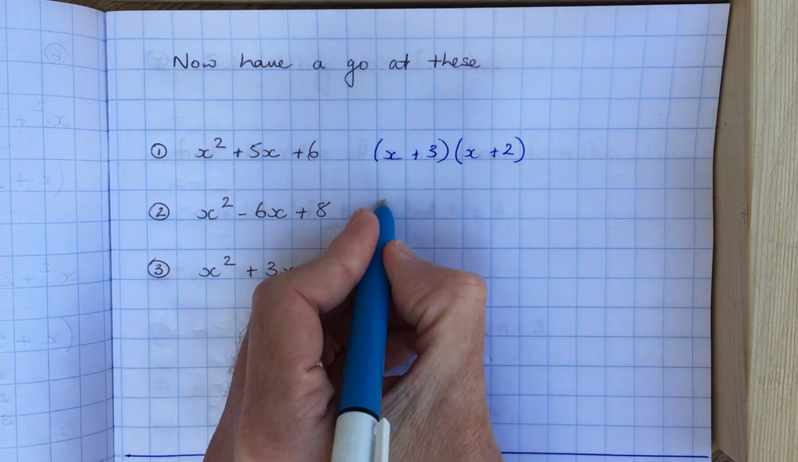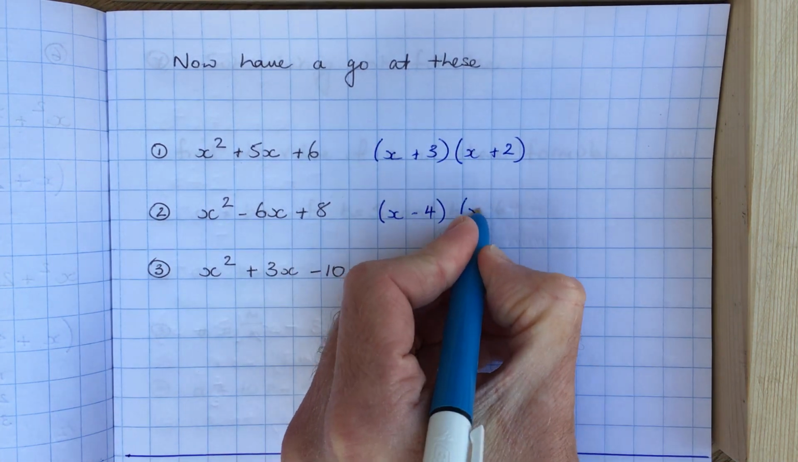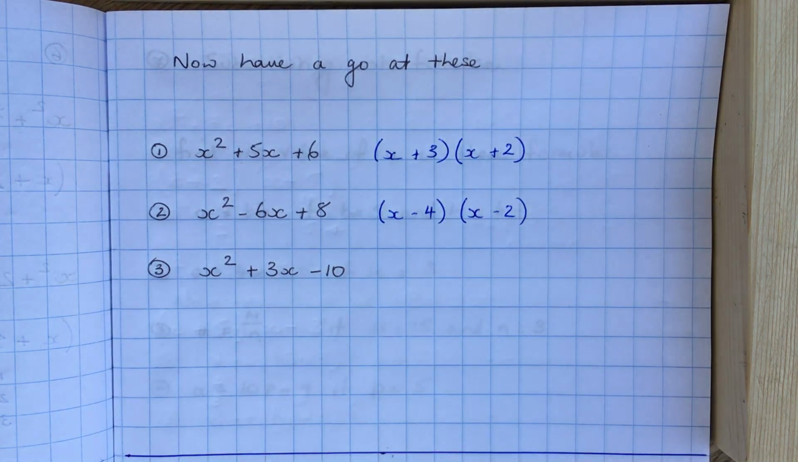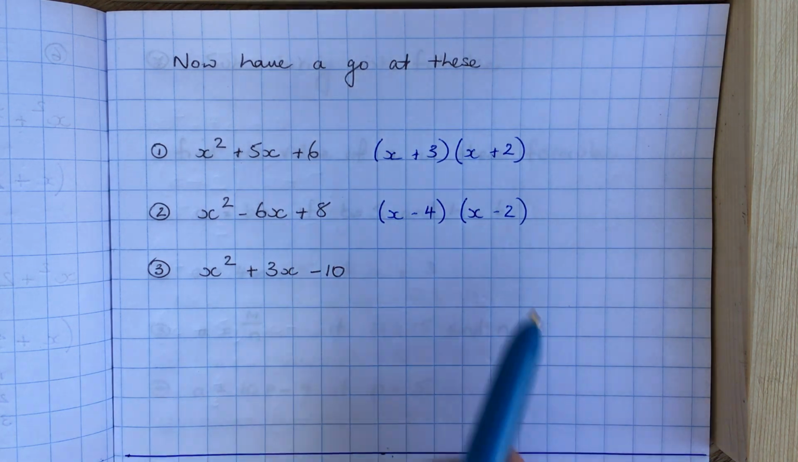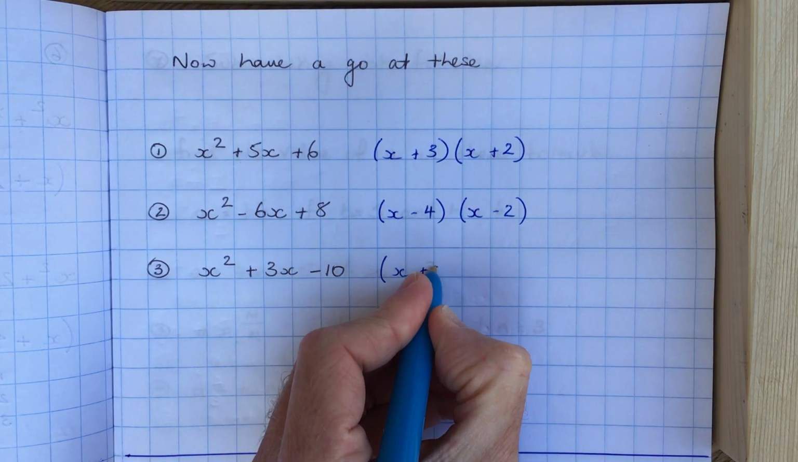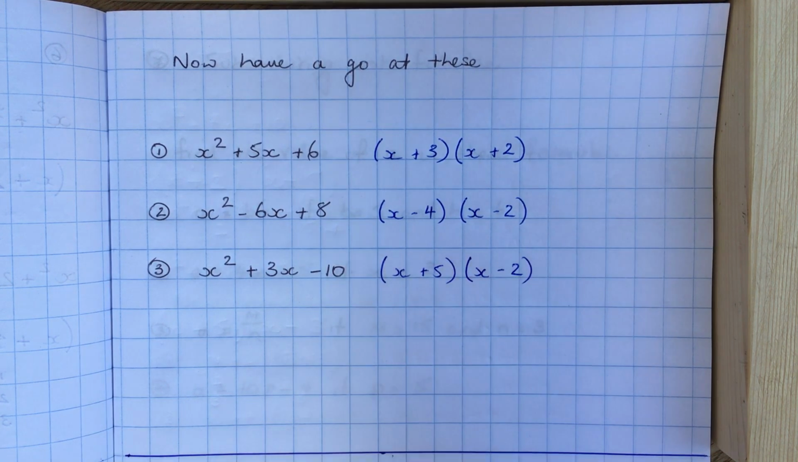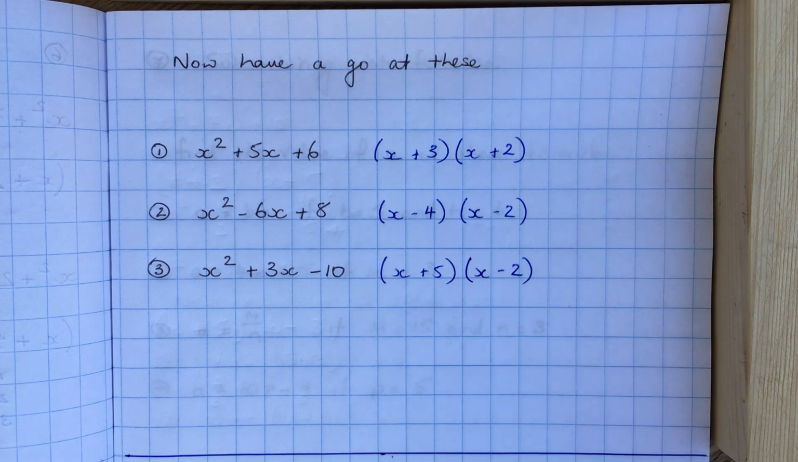Next one, we've got x minus 4 and x minus 2. Again, if they're the other way round, if you've got x minus 2 and x minus 4, that's absolutely fine. And the last one, x plus 5, x minus 2. As always though, if you've got them the other way round, that's absolutely fine.